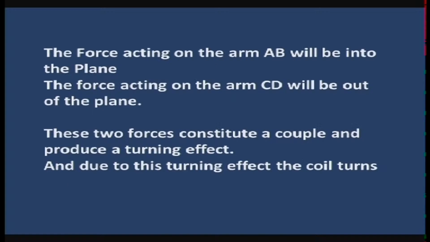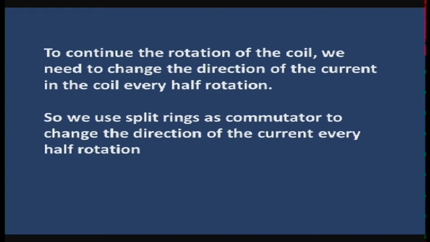The force acting on the arm AB will be into the plane, and the force acting on the arm CD will be out of the plane. These two forces constitute a couple and produce a turning effect, and due to this turning effect the coil keeps turning. To continue the rotation of the coil, we need to change the direction of the current in the coil every half rotation. So, we use split rings as a commutator to change the direction of current every half rotation.